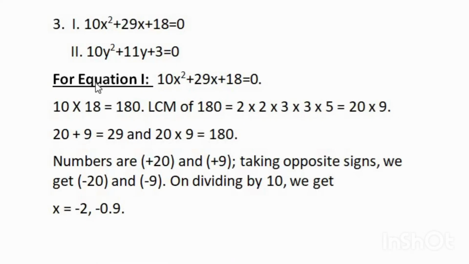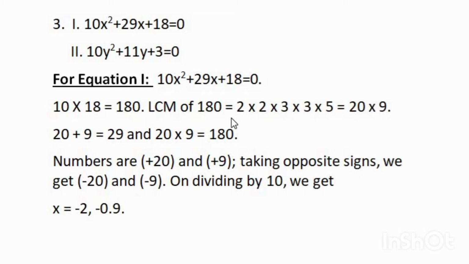In the third question, the equations are 10x square plus 29x plus 18 equal to 0 and 10y square plus 11y plus 3 equal to 0. So considering the first equation, x square term and constant term multiplication, we will get 18 into 10 equal to 180.